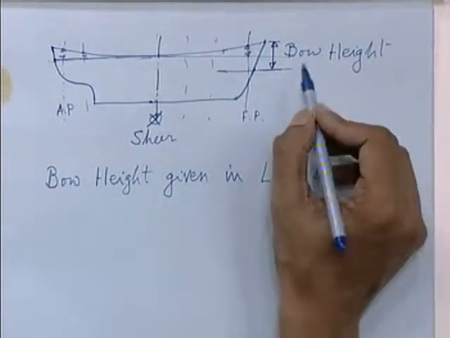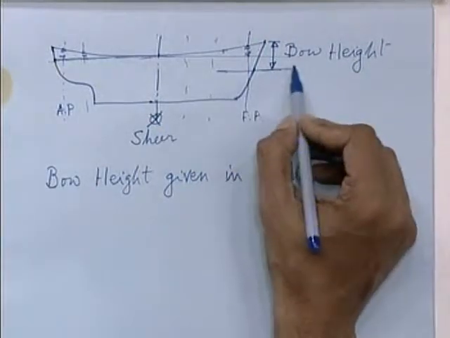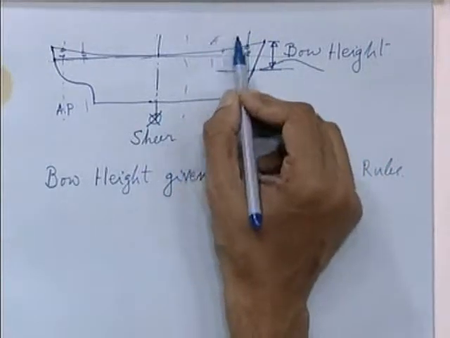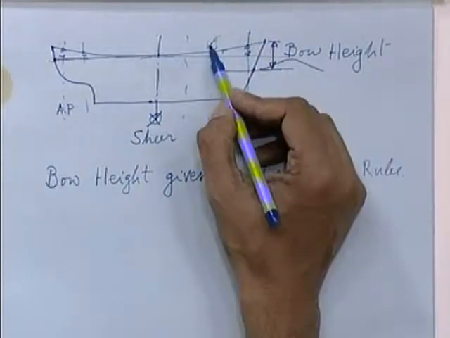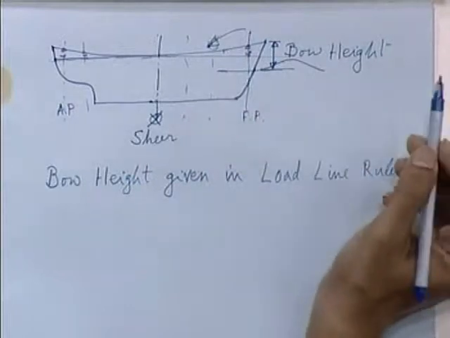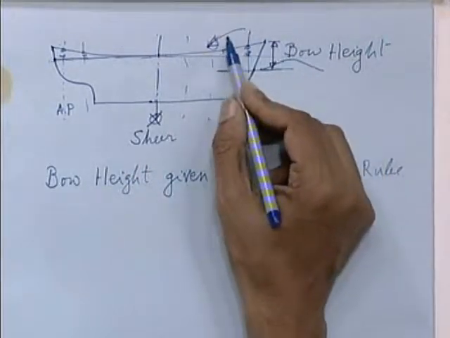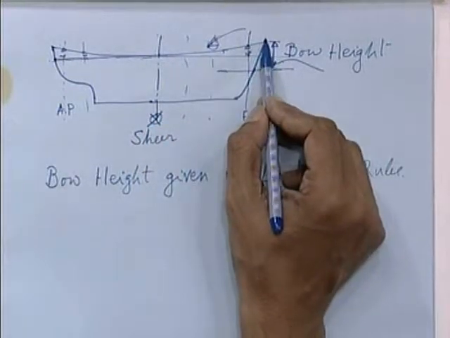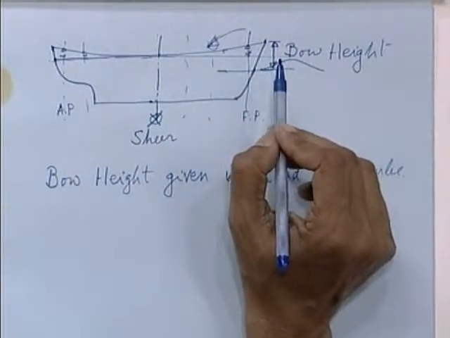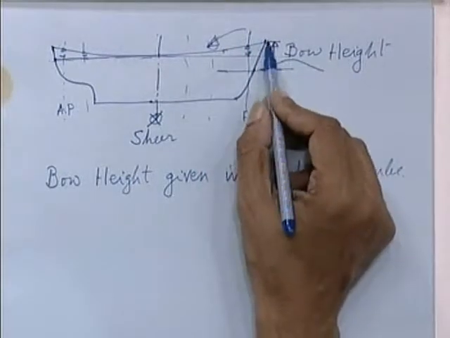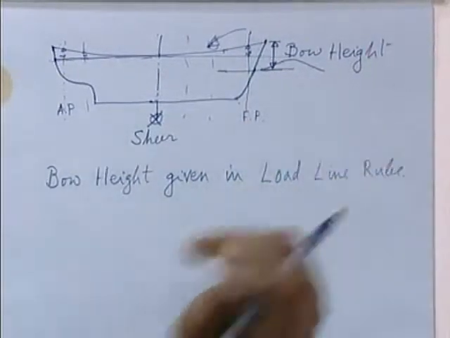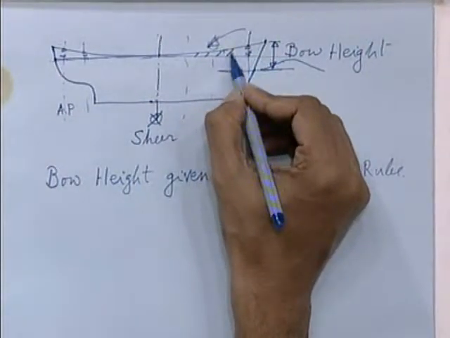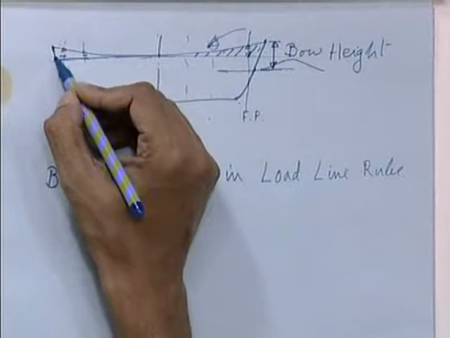Now this bow height is given there for reasons, that means your green seas should not come on board the ship, on the deck. The waves should not come and crash on the deck. That is why the slope of the deck at the forward region is given. That is one reason. The other reason I told you is to increase the volume. If you increase the volume, you will get certain amount of reserve buoyancy.